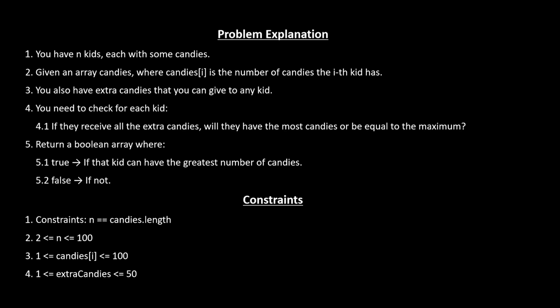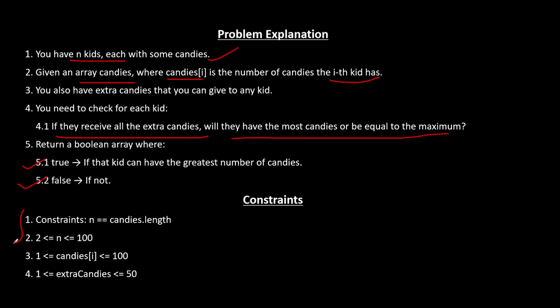Okay. What does the question say? You have n kids, each with some candies. Given an array candies, where candies[i] is the number of candies the ith kid has. You also have extra candies that you can give to any kid. You need to check for each kid if they receive all the extra candies, will they have the most candies, or be equal to the maximum. Return a Boolean array, true if the condition is satisfied, false if not.